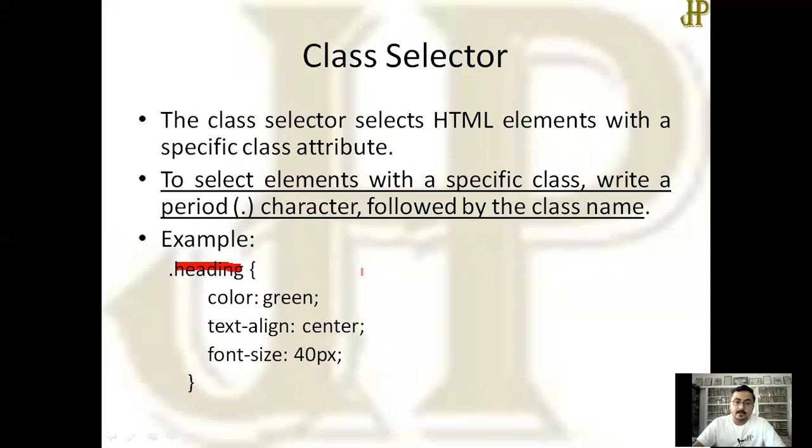And again, all the specification can be incorporated between curly braces. Here I have given color green, text alignment is equal to center, font size is 40 px. Px means pixels. So these three selectors are the ways through which you can put your specification of your design in CSS. Clear?